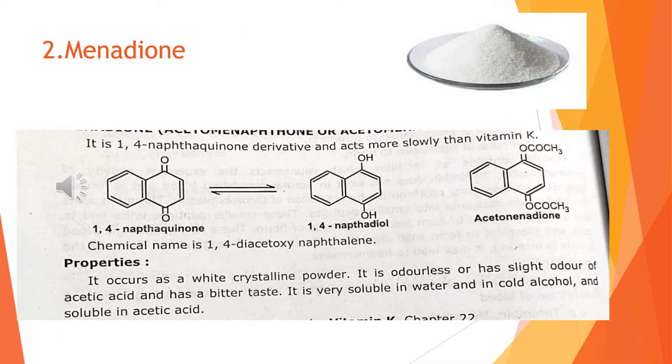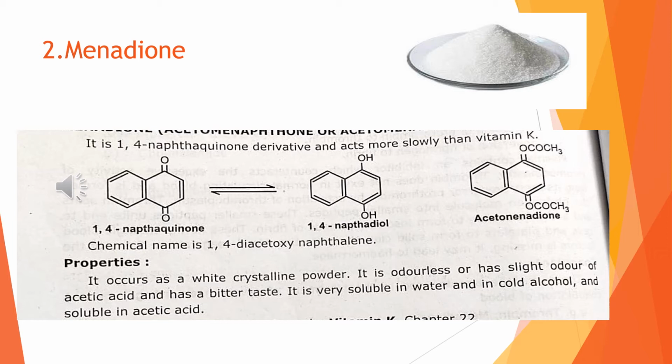The second drug of coagulants is menadione. So, as you can see in the slide, the structure of menadione, and its chemical name is 1,4-diacetoxynaphthalene. Properties.